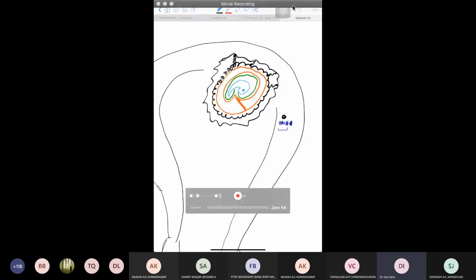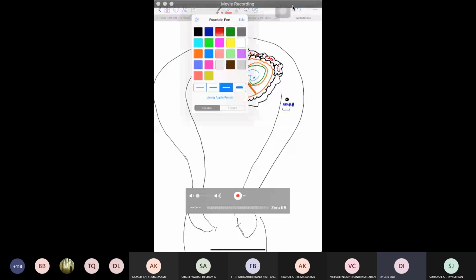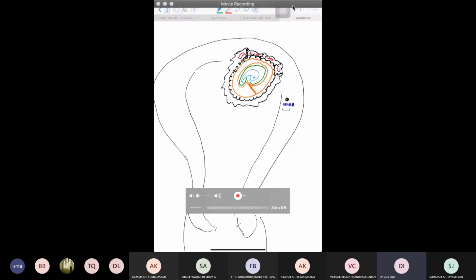Now, that primary villus will be everywhere. Primary villus will be all around the embryo, but for the simplicity of this drawing, I'm not going to draw it all around. I'm just going to draw it on one side. But it is going to be present everywhere around the embryo.